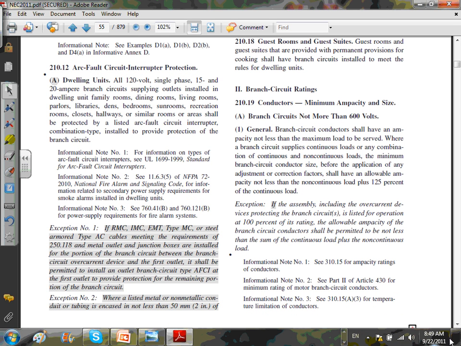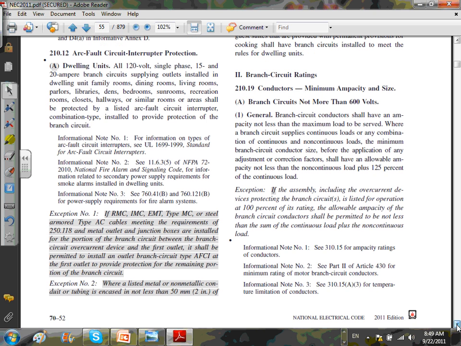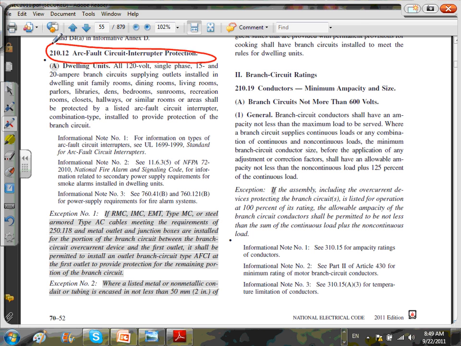210.12 tells you the location where you need an arc fault circuit interrupter. Let's highlight this one so we can get it once and for good. This is the location where you need an arc fault circuit interrupter by code. The same thing, the most convenient amps and voltage: 120 volt, 15 and 20 amps.